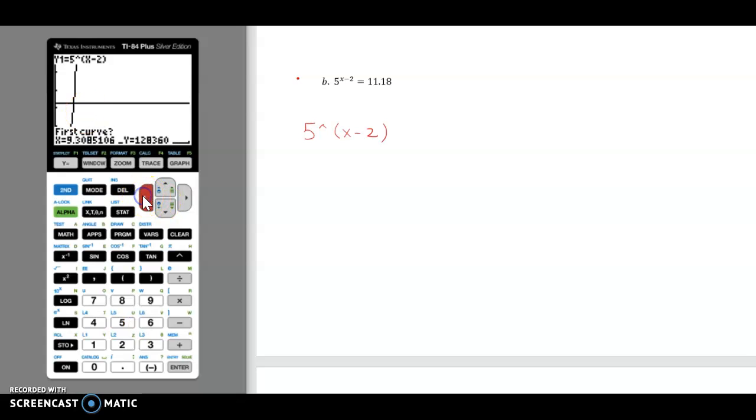So where is my cursor? Oh, there we go. It was way up there. So here's close to that intersection point. Press enter. Second curve is close to the intersection point. Press enter. And then yes, press enter again. So rounding to 3 decimal places, that ends up being 3.500.